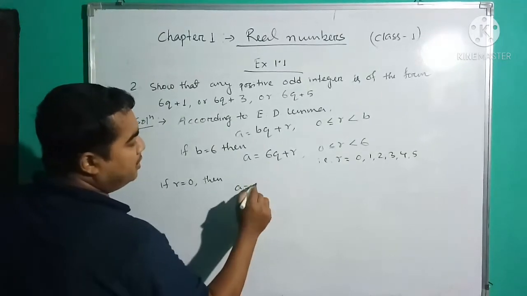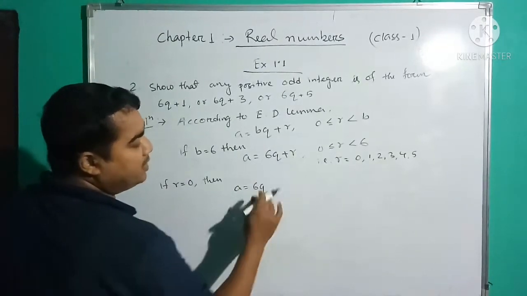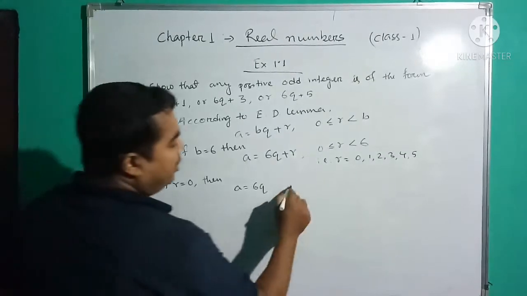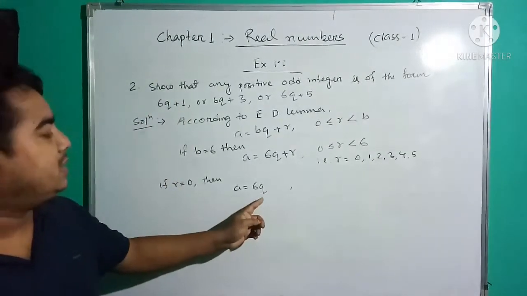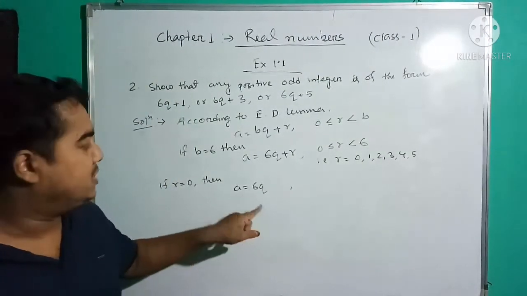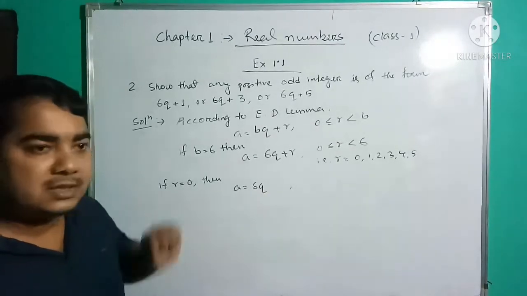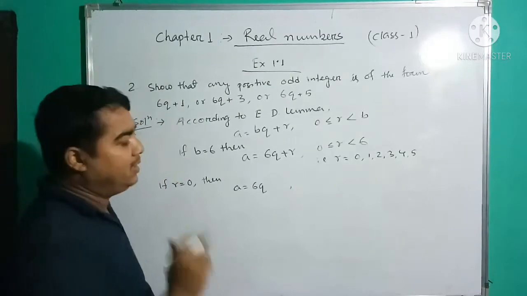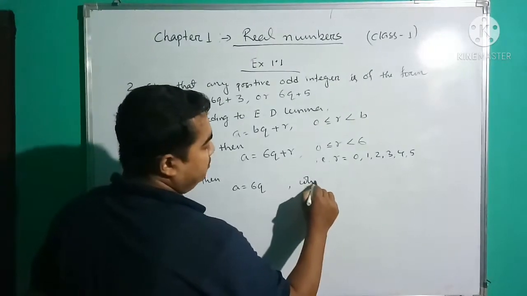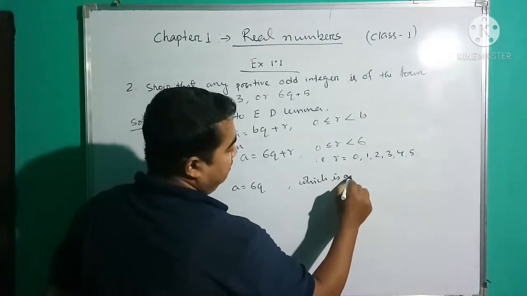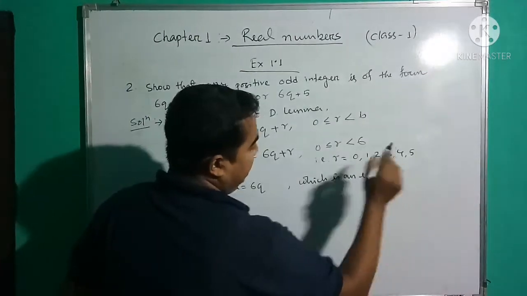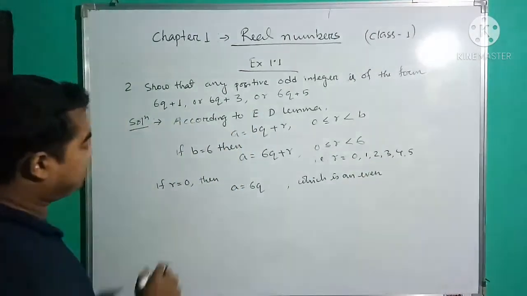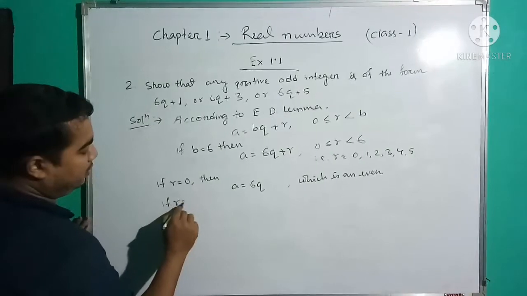A equals 6q plus 0. Now see, if a number is divisible by 6, meaning a factor is 6, then we can say it is an even number. Clear?